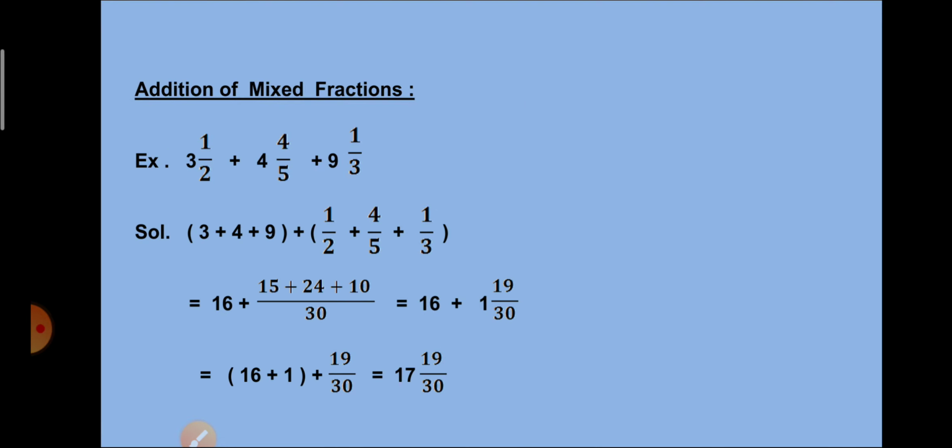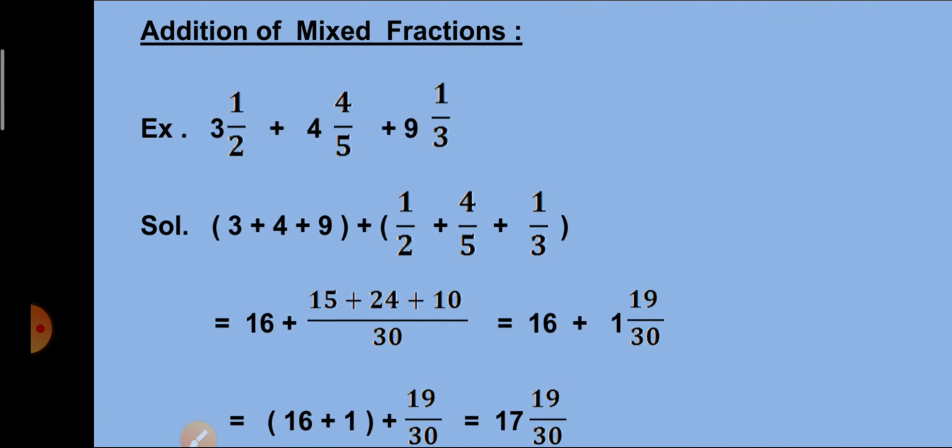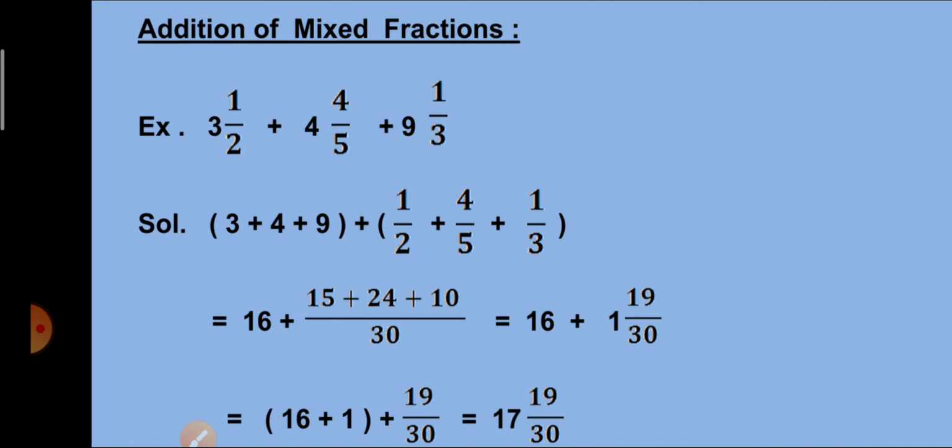Addition of mixed fractions. If we have different types of fractions, but they are mixed fractions. So 3 and 1 upon 2 plus 4 upon 5 plus 9 and 1 upon 3. This is the most interesting part over here. See, what I did, I added all the whole numbers and I added all the fractions separately. So you can see I have written 3 plus 4 plus 9, all the whole numbers on one side and all the fractions on the other side.